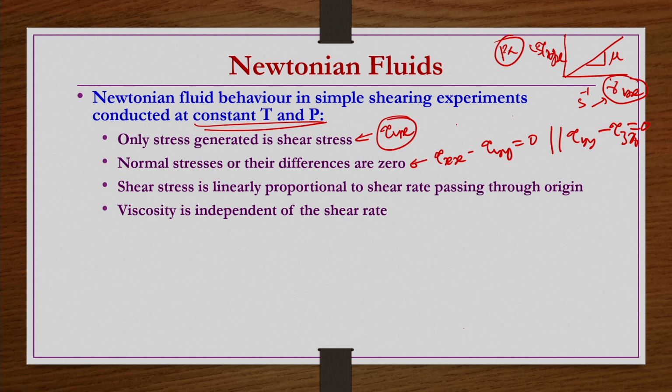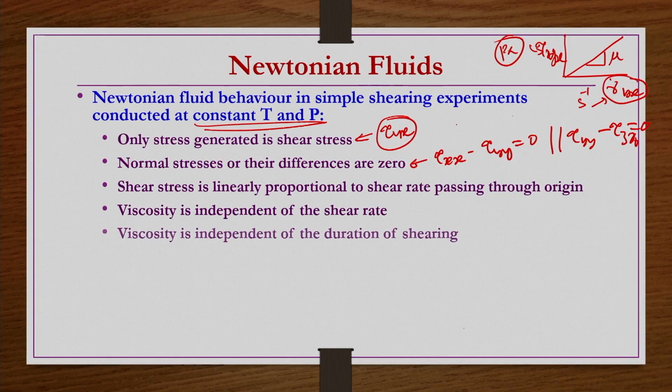So viscosity is independent of the shear rate, whether you are doing the shearing experiment at 10 power minus 2 second inverse or 10 power plus 2 second inverse or 10 power 20 second inverse, whatever shear rate you consider for the shearing. As long as you maintain the temperature and pressure constant, viscosity is not going to change for a Newtonian fluid.